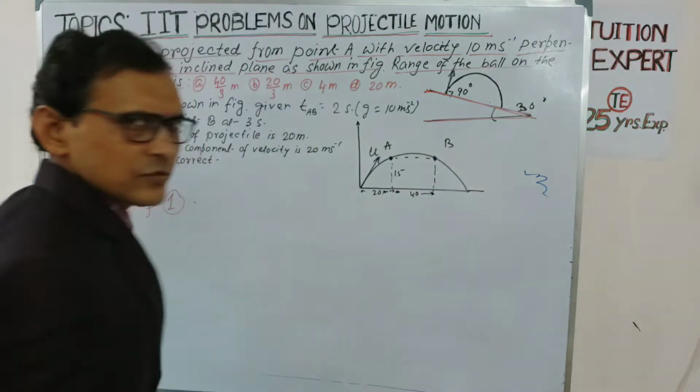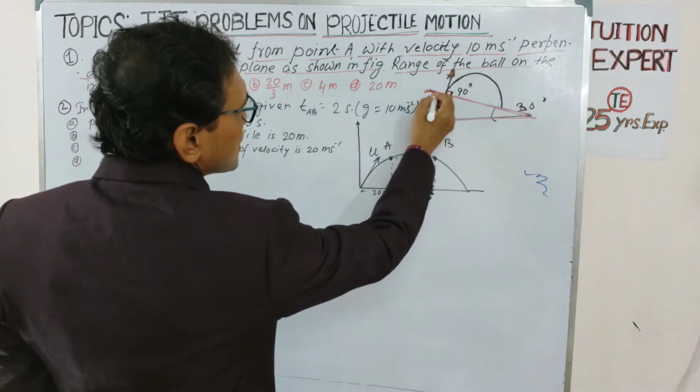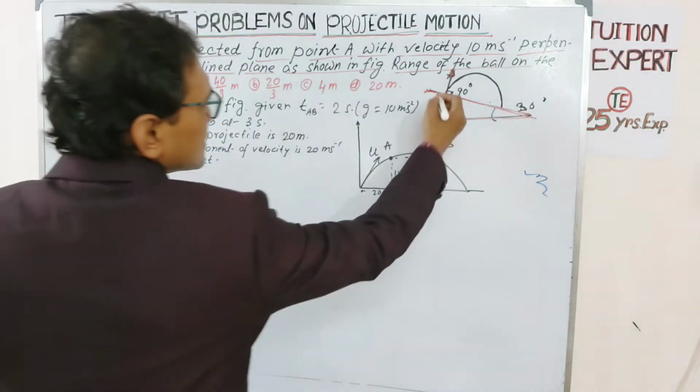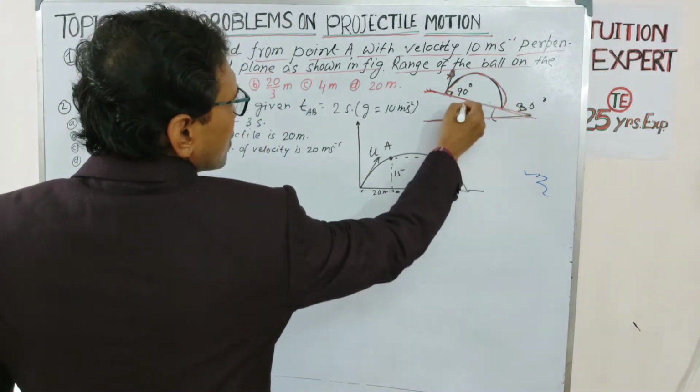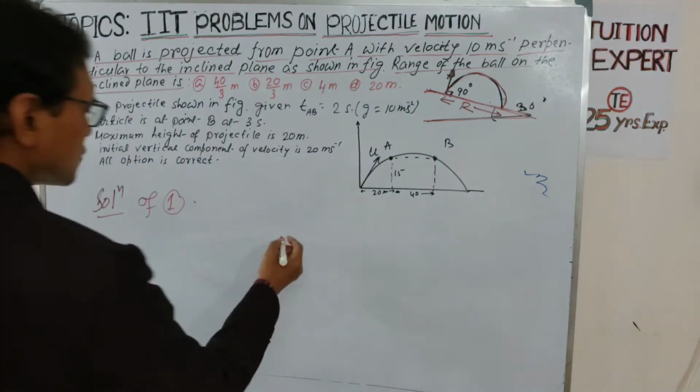This is the inclined plane, and a body is projected perpendicular from the inclined plane. Inclination is 30 degree. Then what is the range of this path? Range means this path.